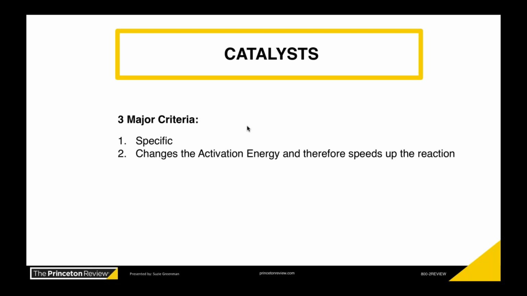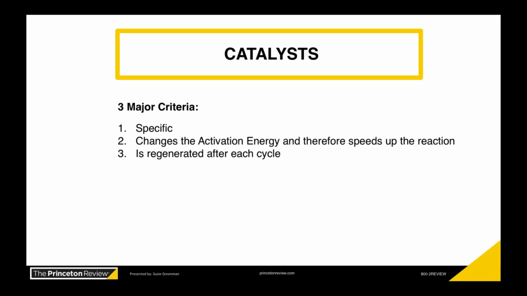It also is going to change the activation energy. By stabilizing the transition state, we are lowering the energy of activation, and therefore we're speeding up the reaction. Also, it's regenerated after each cycle. So it's not part of the reaction, and because it's not part of the reaction, it's going to be regenerated. So we don't write it in the reaction. The energy of activation is going to be lowered because we've stabilized the transition state, and we're going to be speeding up the reaction. So question.